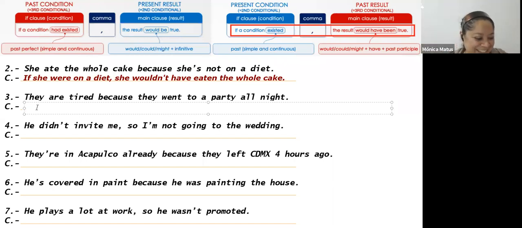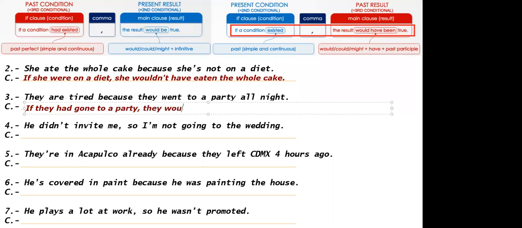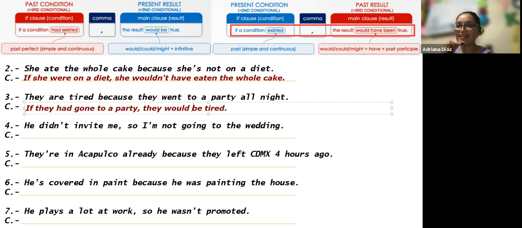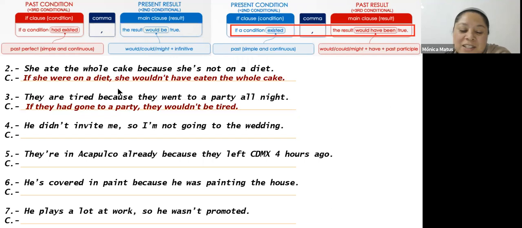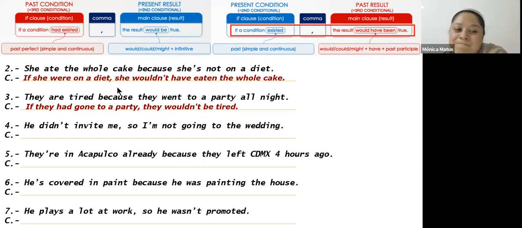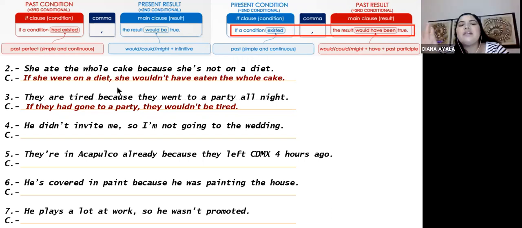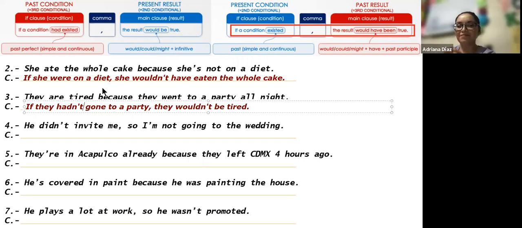I have: if they had gone to a party, they would be tired. Wouldn't. But they are tired, actually. They wouldn't be tired. So it would be: if they hadn't gone. I think it should be negative: if they hadn't gone to the party, they wouldn't be tired. Yes, they hadn't gone to the party. Very good.